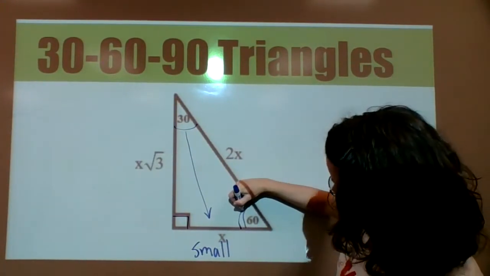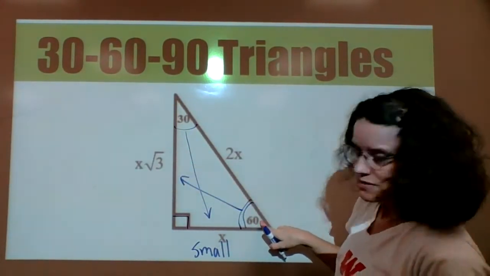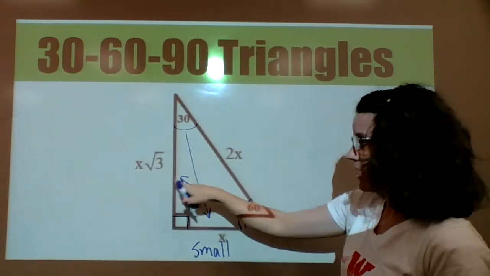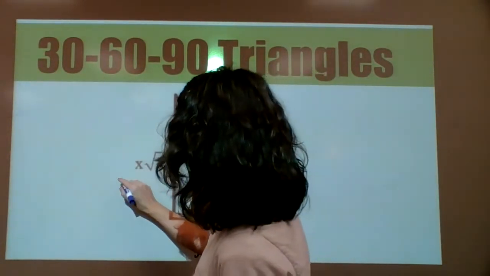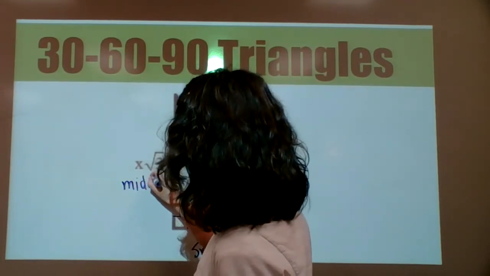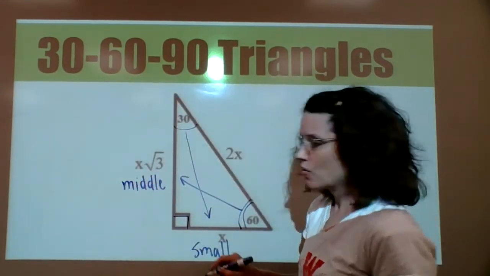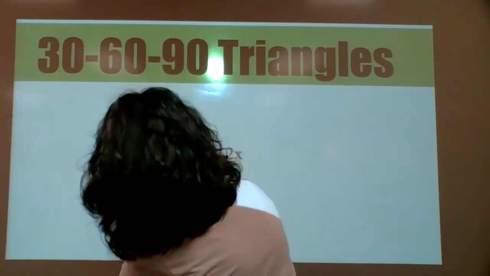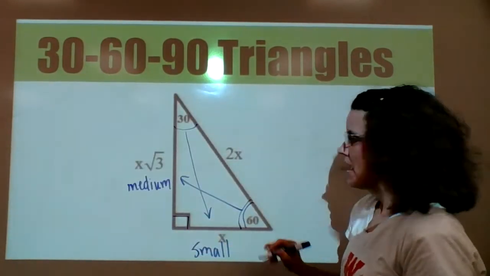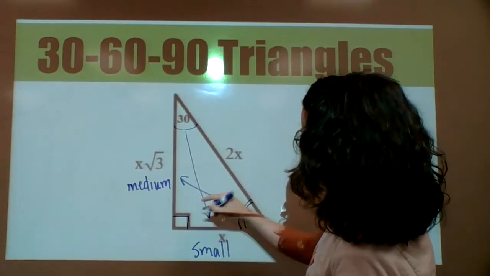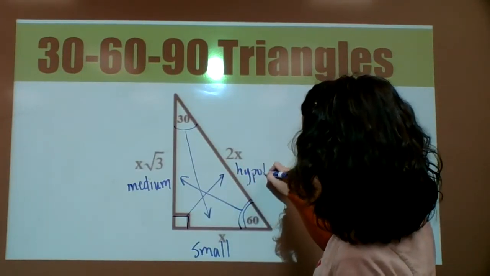My middle angle is going to be opposite the middle side. It's going to be opposite the middle size side, and so the 60-degree angle will be opposite this guy. So this is my middle side, or my medium leg. Okay, so I'm going to call him medium. Okay, and then my hypotenuse will be the longest side no matter what.